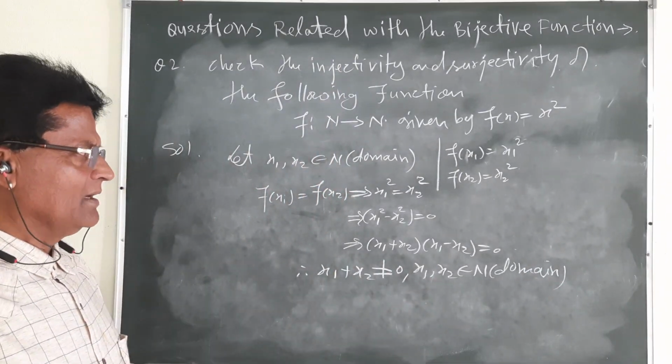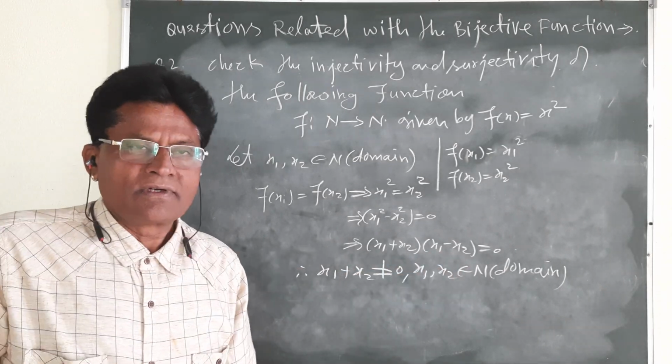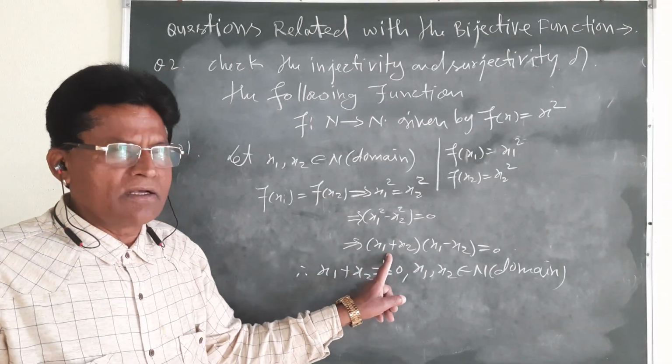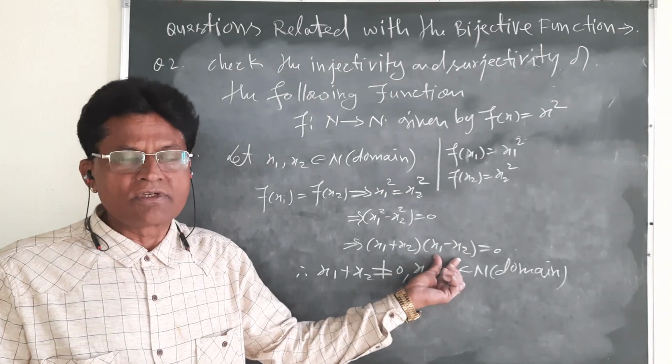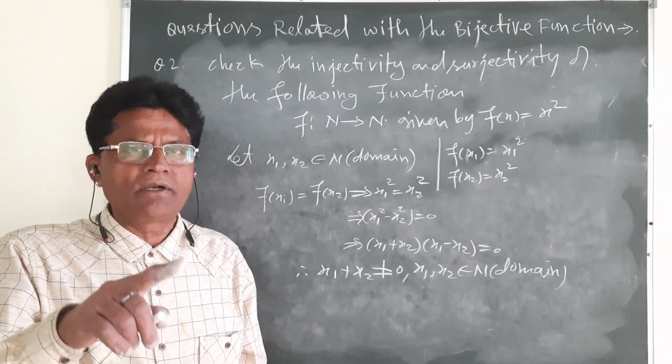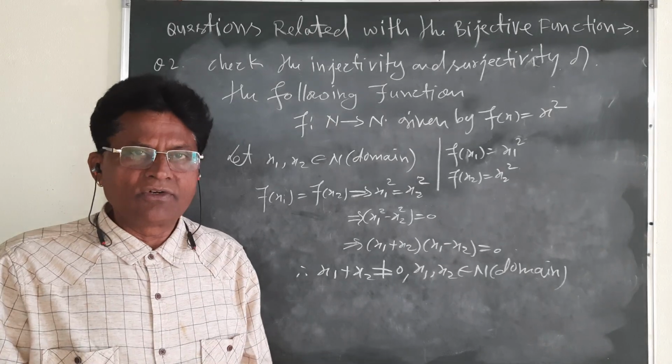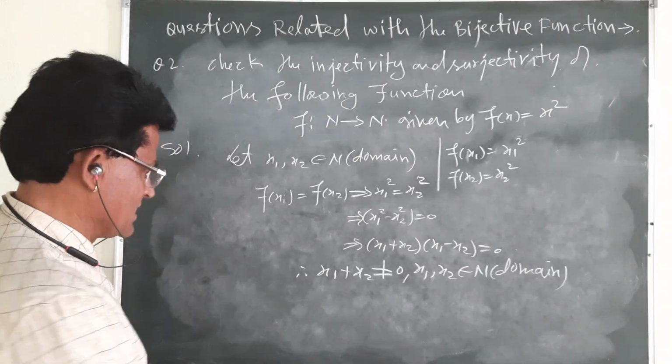Now then what will happen? The sum of natural numbers will not be equal to 0, but the difference of natural numbers may be equal to 0. Because 2 is a natural number, 2 minus 2 will be equal to 0, 3 minus 3 will be equal to 0. Yes.